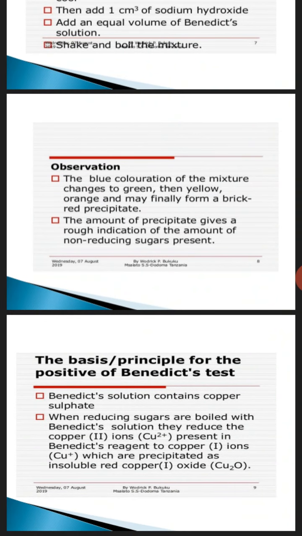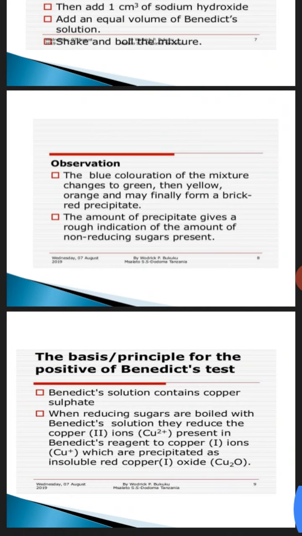So the basic principle of the positive Benedict test is that Benedict solution contains copper sulfate, and when reducing sugars are boiled with Benedict solution, they reduce the cupric ion present in the Benedict reagent to cuprous, which is precipitated as insoluble red copper oxide, that is Cu2O. The red copper oxide gives the red color and it is insoluble. So this is a positive test for sugar.